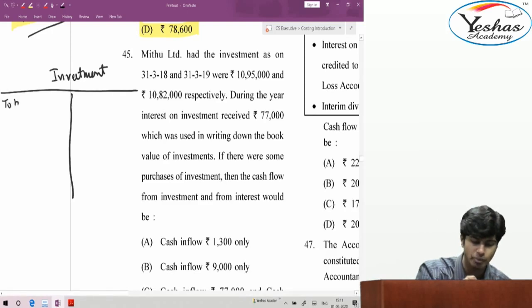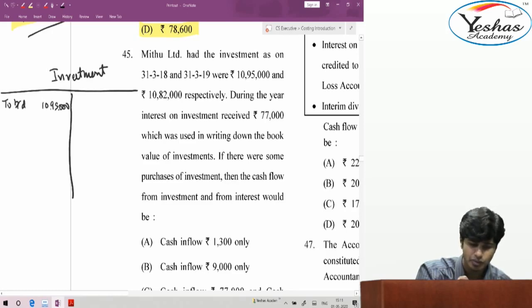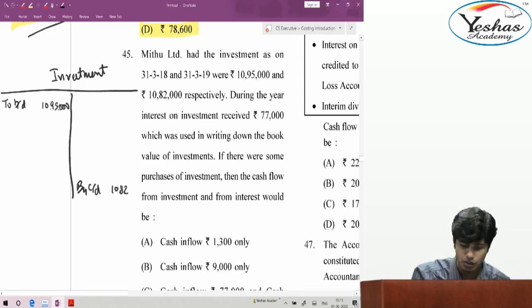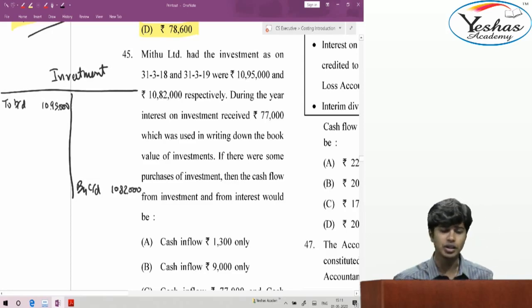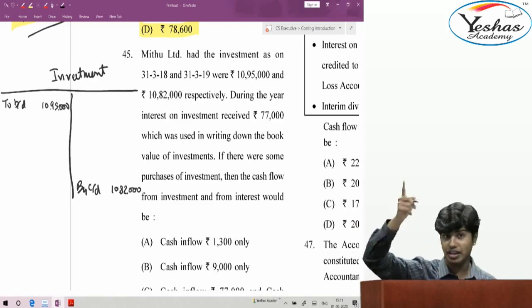So for the asset, the opening balance is on the debit. How much is the opening balance? 10,95,000. Closing balance on the credit, by balance carried down, 10,82,000. Done. During the year, interest on investment received is 77,000. 77,000 worth of interest is received. That interest will go to P&L account and it will go to cash. So that's straight away cash inflow.